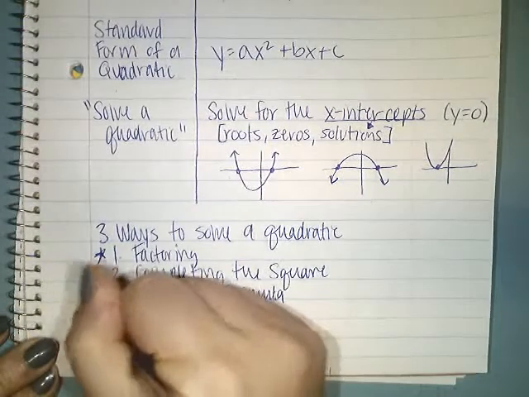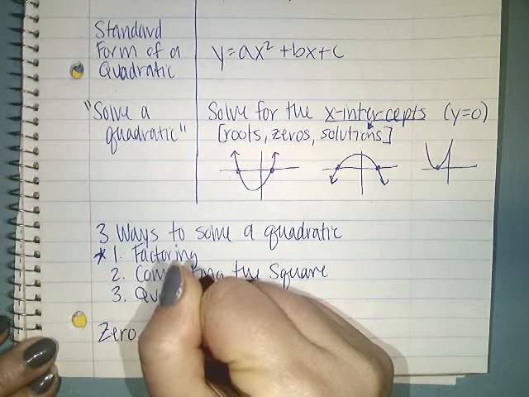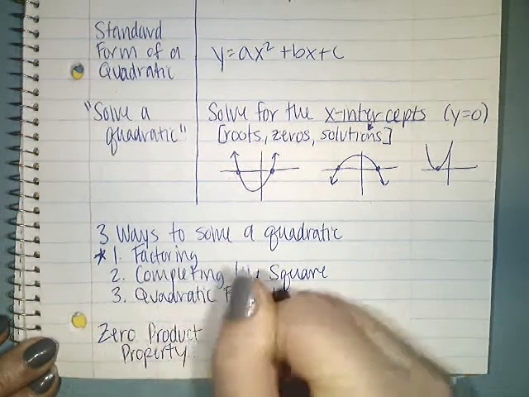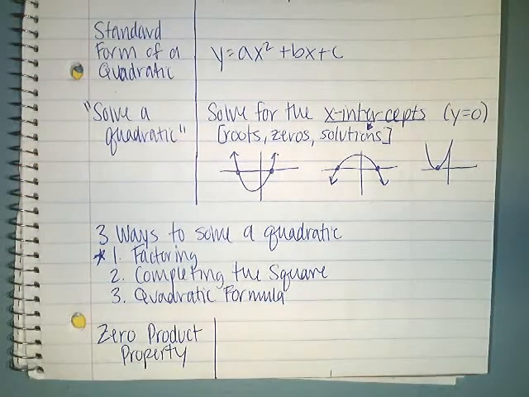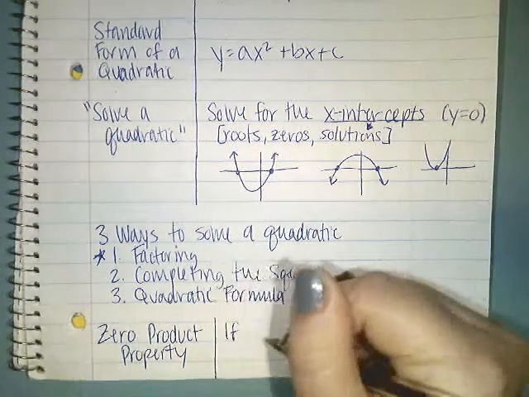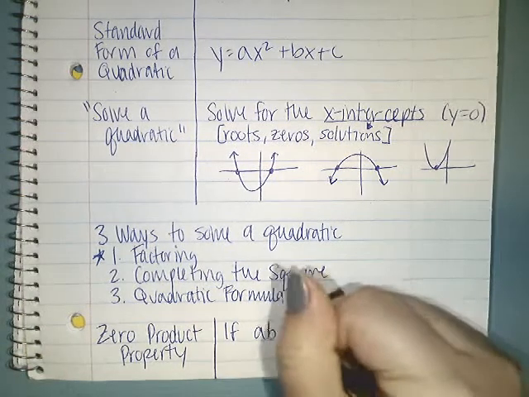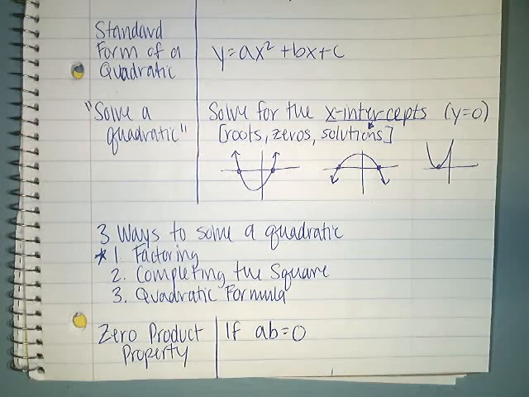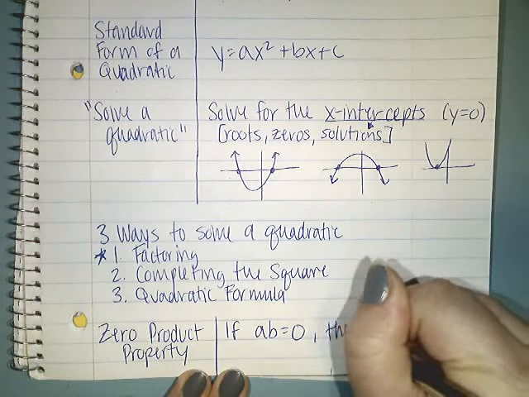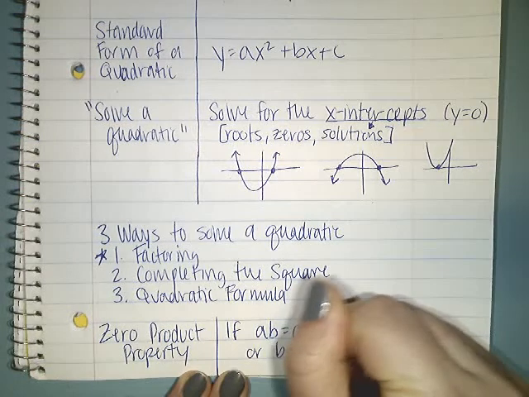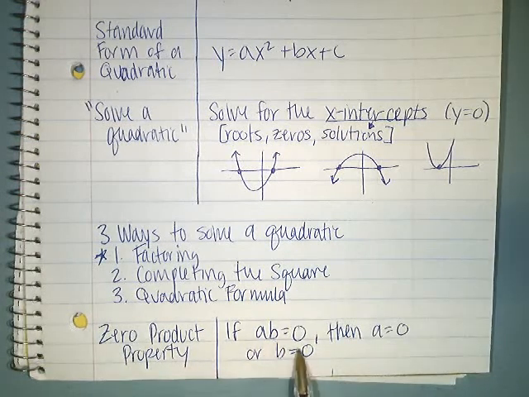The zero product property. I'm going to be saying this a lot this year. The zero product property says that if you multiply 2 numbers, so we're going to use the variables a and b, if I do a times b and I get 0, then one of the 2 things I multiplied has to be 0. So either a equals 0 or b equals 0.